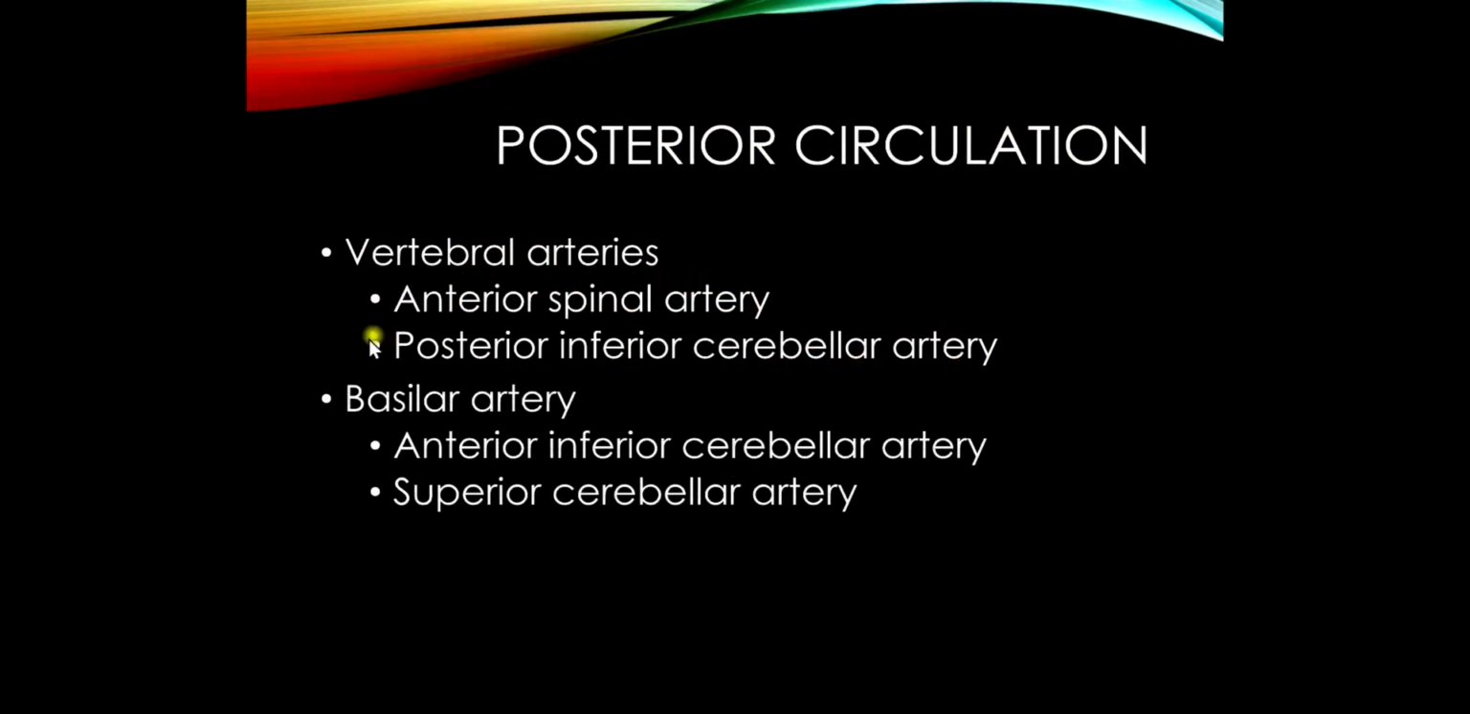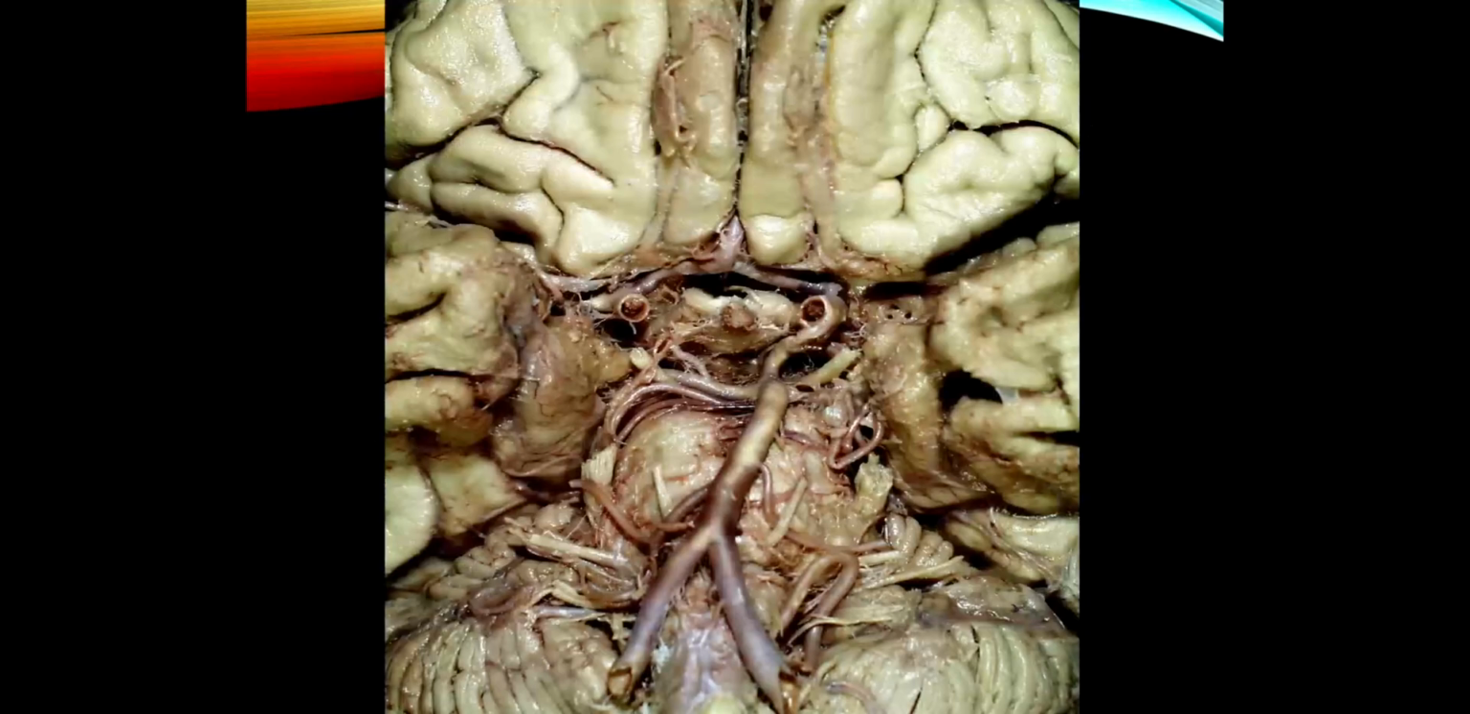As I said, the vertebral arteries form the basilar artery, and the basilar artery, in addition to supplying the pons, gives off two other blood vessels that supply the cerebellum, the anterior inferior cerebellar artery and the superior cerebellar artery. Okay, so these are the three blood vessels that supply the cerebellum. The PICA kind of gets the undersurface of the cerebellum.